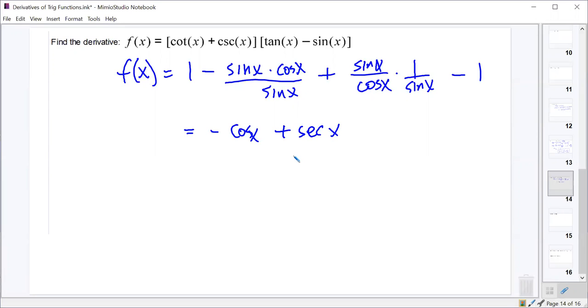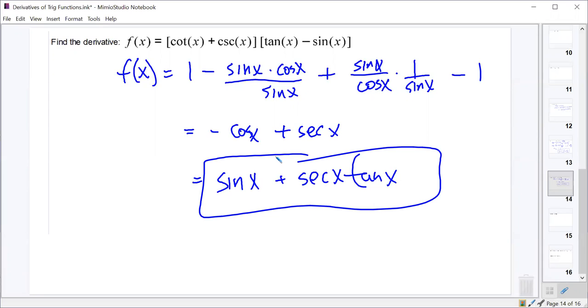Oftentimes, simplifying these bigger trig expressions down is going to make our life a lot easier. If we'd gone through and used the product rule, we're going to have a giant mess. Whereas here, the derivative of negative cosine is just sine x, and the derivative of secant is secant x tangent x. So I would always recommend trying to simplify the trig before you take the derivative, because when you take the derivative with the trig functions, generally the trig expression gets more complicated. So the more you can simplify it ahead of time, the better off you'll probably be. Everybody good with that? Yep. Yeah. All right, cool.